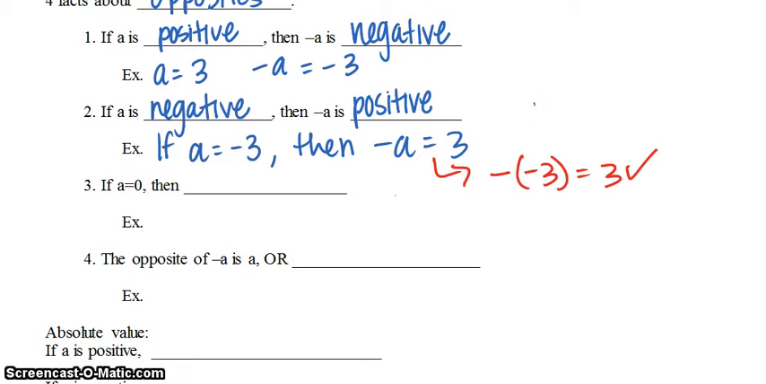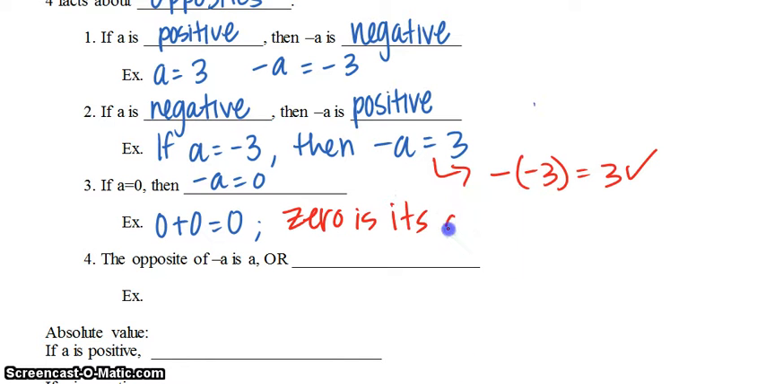Now, if A equals 0, then negative A equals 0. Why? Because 0 plus 0 equals 0. Let me write that in a different color. 0 is its own opposite, because you can't have a negative 0. And we know that 0 plus 0 equals 0, and that's what the definition of opposites says.